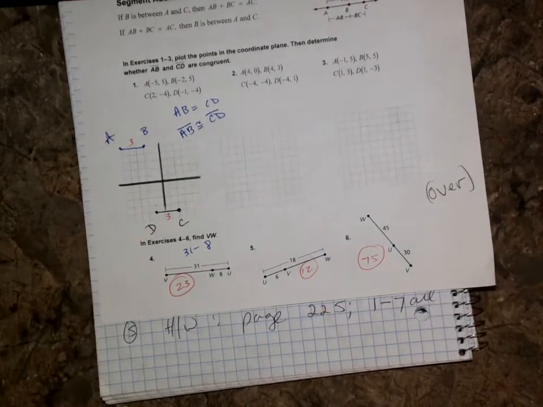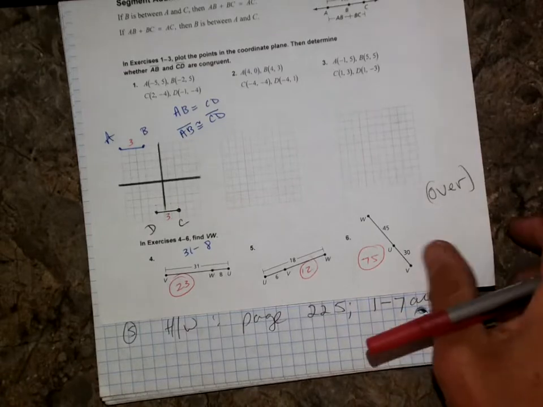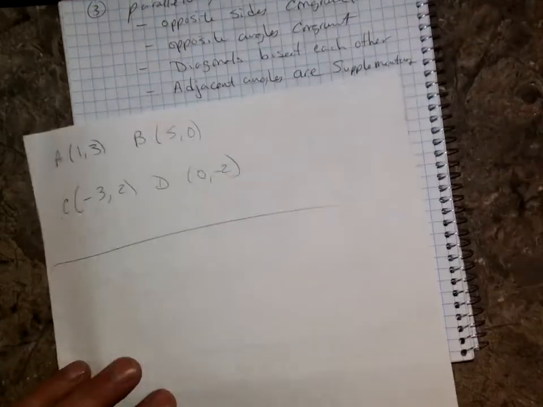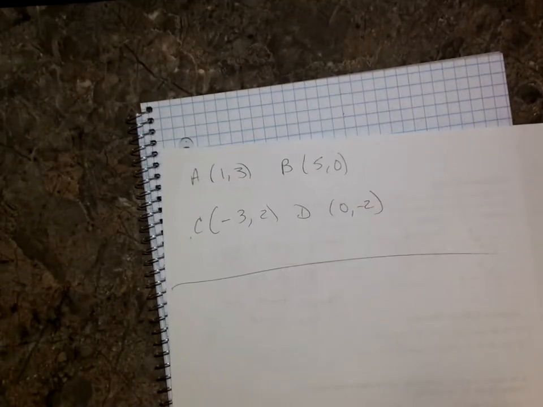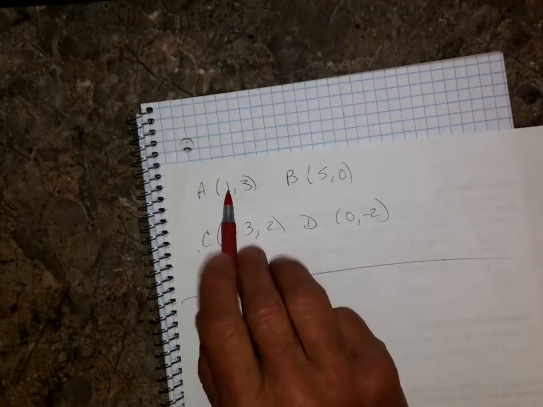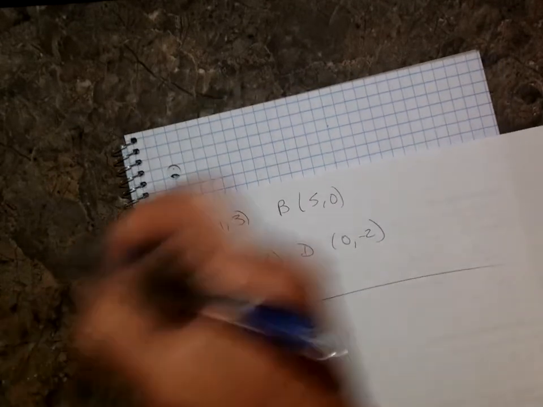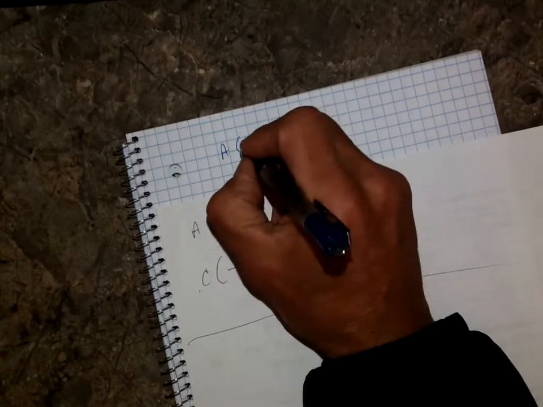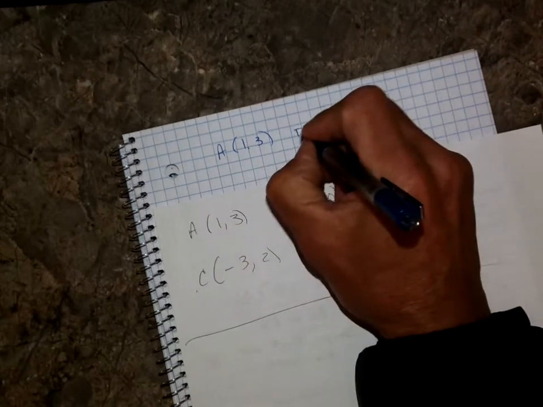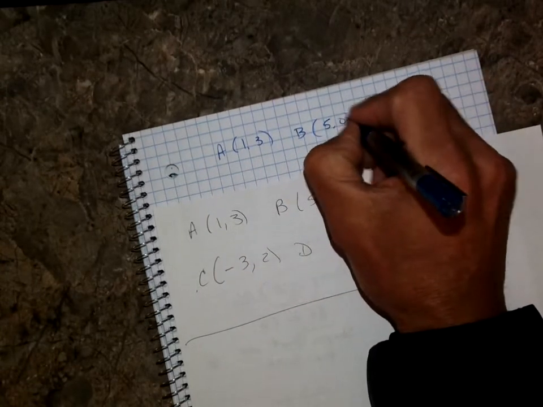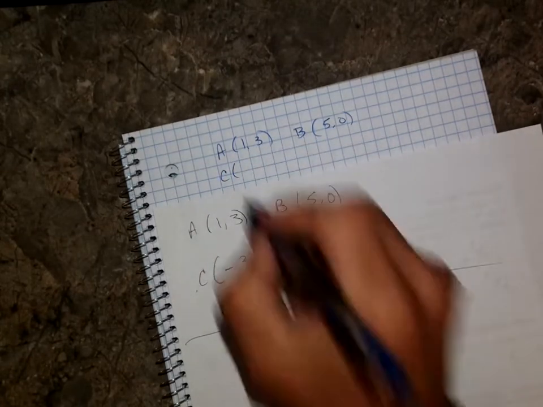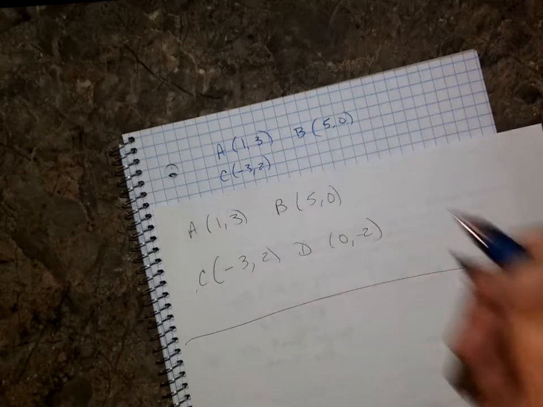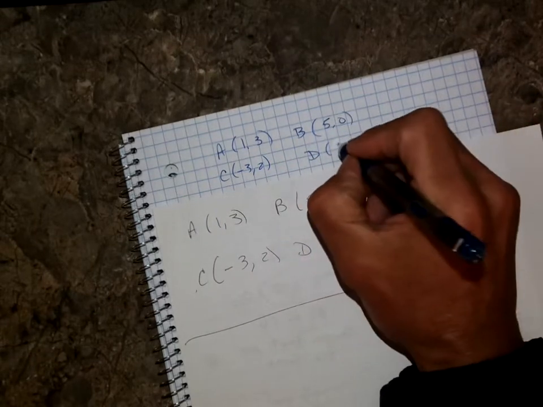Now, let's look at something a little bit more interesting. Turn the page. So I made a problem, and I want to take a look at this. I'm going to put this on graph paper. So, let's graph these points. A is 1, 3. Okay, I'm going to write that on my paper. So I have it. A is the point 1, 3. And B is the point 5, 0. C is the point -3, 2. And D is the point 0, -2.